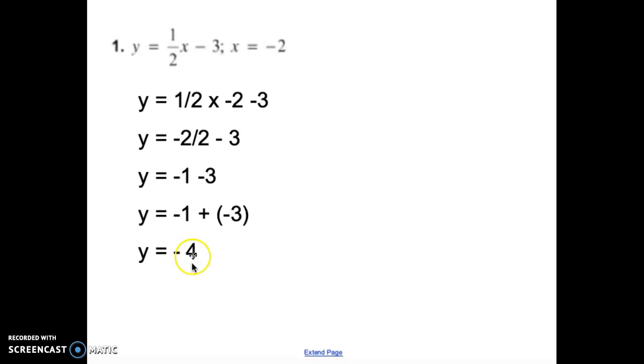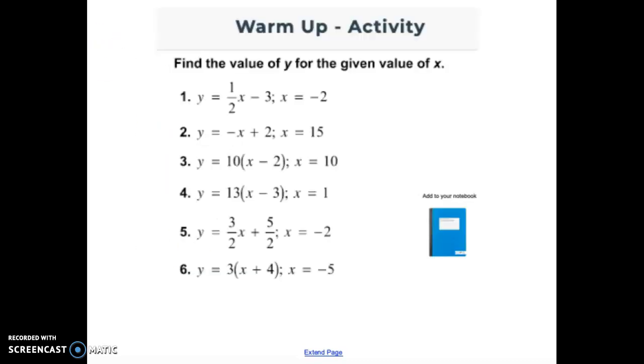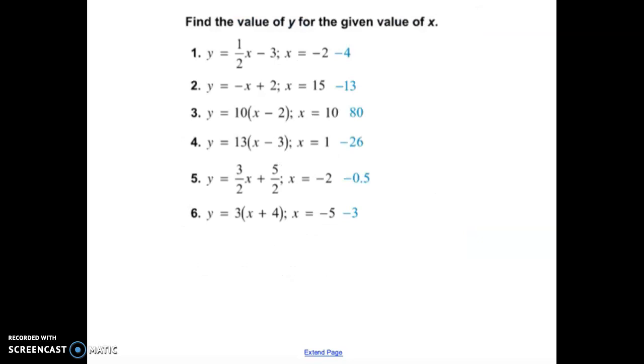I like to think of temperatures. You do what you want to do. So let's go ahead and do 2 through 6 in your notebook, just to practice substituting in that value for x and solving the equation. I'll have answers for you in just a second. So here are your answers to those 6 problems.